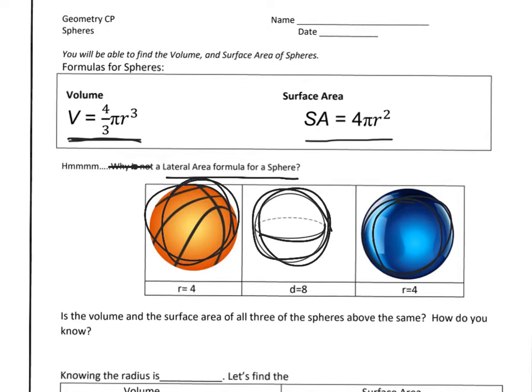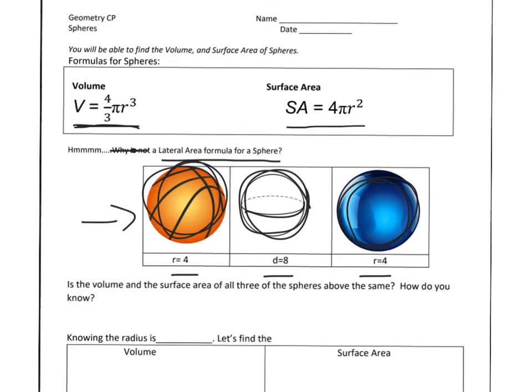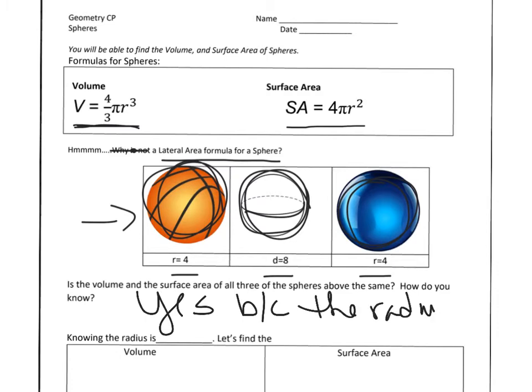In the three balls we have here, we have a basketball, just a round ball, maybe a bowling ball. We have a radius of 4, a diameter of 8, and a radius of 4. Are all of these the same? Yeah, they're all the same. The radius for all of them is 4. So is the volume and surface area of all three of the spheres above the same? How do you know? Yes, because the radius is the same.